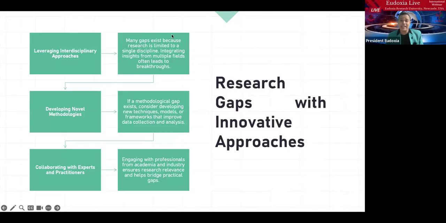We have to understand that today it is not only my subject, my topic only; you have to go with that interdisciplinary manner. So many research gaps exist because research is limited to a single discipline. You have to understand, I have shown here in the first point. And integrating insight from multiple fields will give you the opportunity to find out the realistic truth.